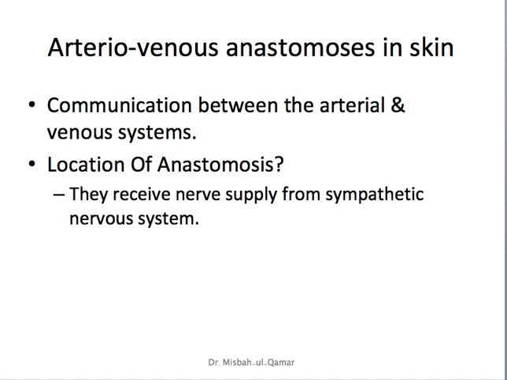Now, they have also got a unique feature: the walls of their vessels contain smooth muscle. So, these vessels can either constrict or dilate. And they receive the nerve supply from the sympathetic nervous system. So, the stimulation of these sympathetic nerves decreases the blood flow through these arteriovenous anastomoses, while the inhibition of the sympathetic nerves will greatly increase the blood flow.